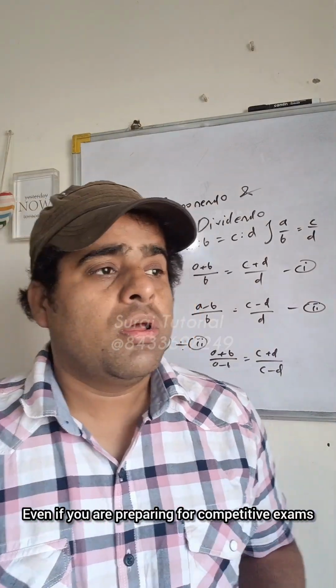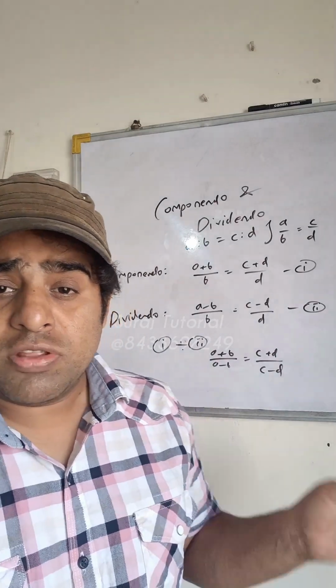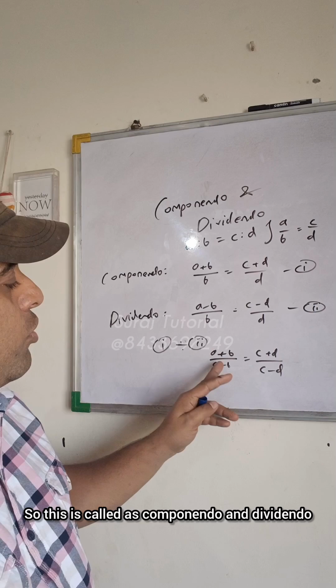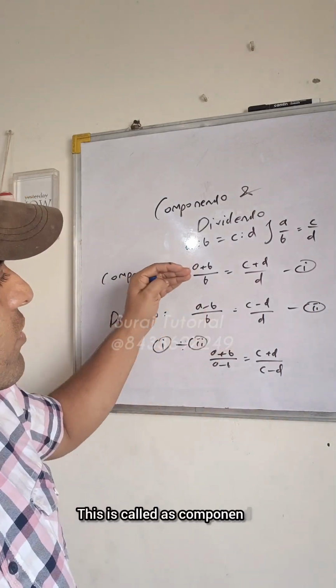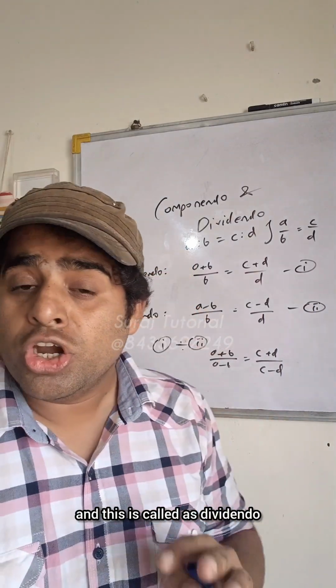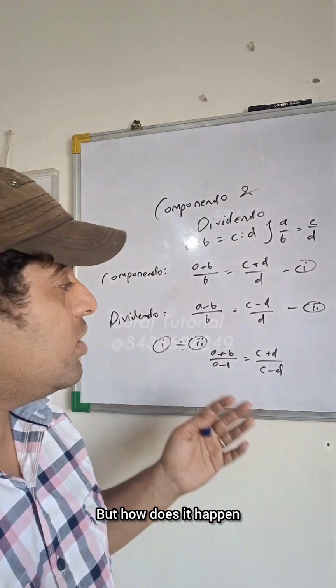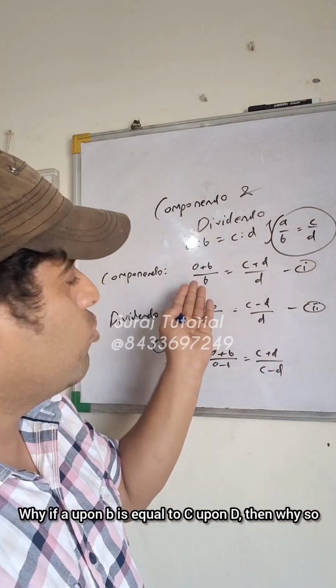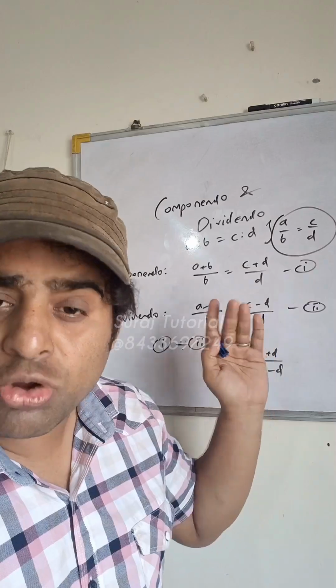Even if you are preparing for competitive exams, this type of question will come. So this is very important. This is called componendo and dividendo. This is called componendo and this is called dividendo. But how does it happen? If A upon B is equal to C upon D, then why so? I'm going to explain.